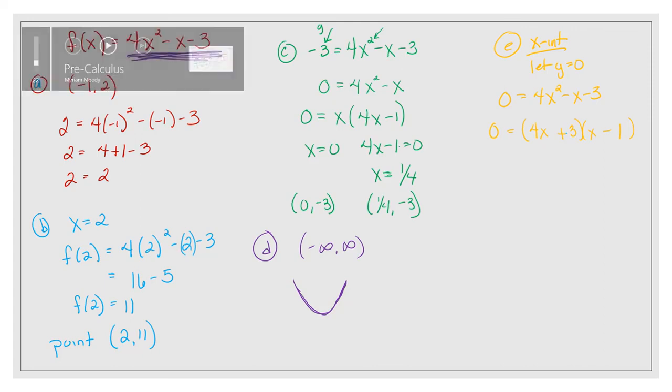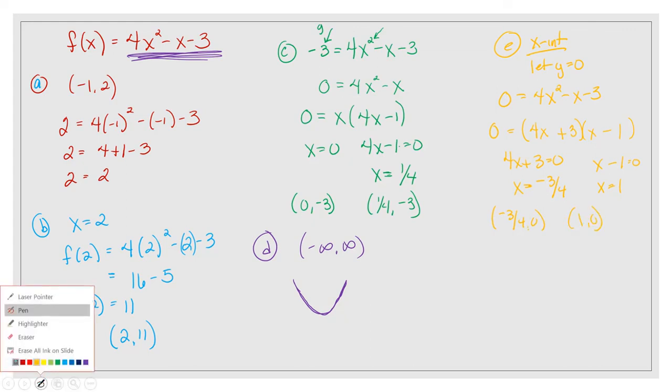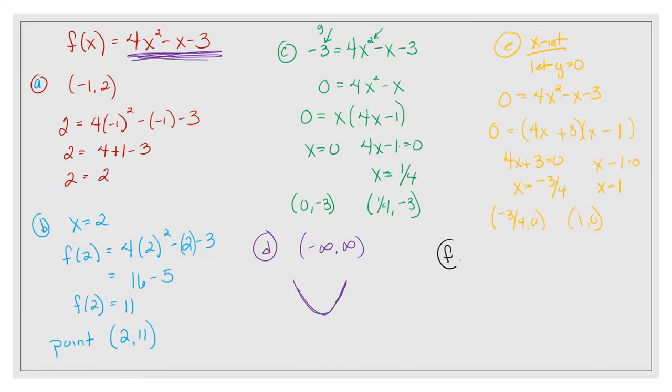And let's see. Set each one equal to 0, right? So when you set them equal to 0, x is equal to a negative 3/4, and x is equal to a positive 1. Excellent. So I have two x-intercepts in this case. Negative 3/4, comma 0, and 1, comma 0. Awesome. Okay, they had a part F, and part F wanted the y-intercept.